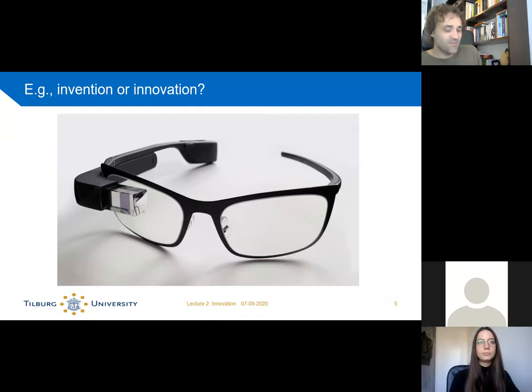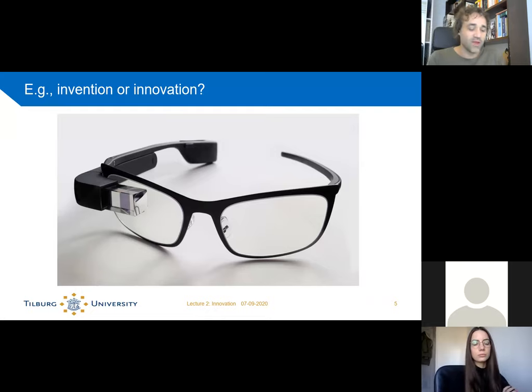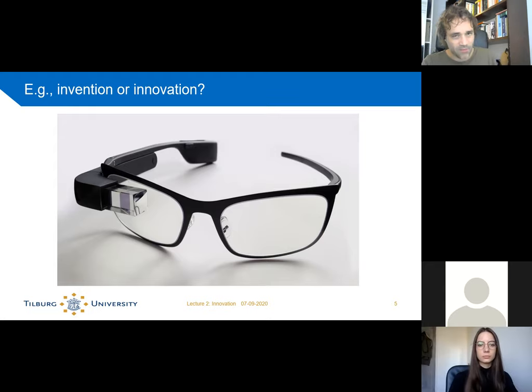So Google Glass is kind of in between. When you think of an invention, you turn it into an innovation, you have to think about the user, the market, etc. So in 2 weeks, we're going to talk about an innovation and user. Next week, we're going to talk about the diffusion of an innovation throughout the market, throughout society, from a more societal perspective. Today, we're going to talk about innovation types and also a bit about organizational consequences of innovation.